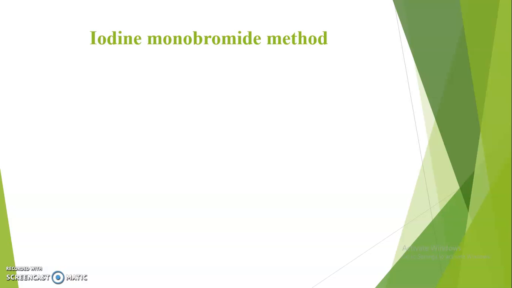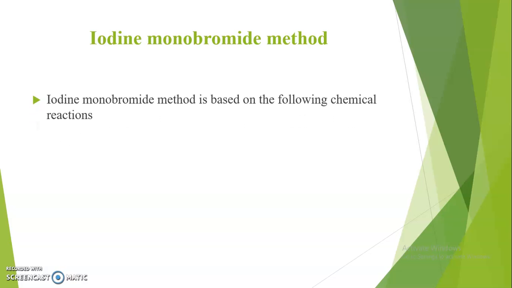Now, as I said, basically this particular method is based upon the following chemical reaction. Here also the reaction involved is the same, which we have already discussed in the iodine monochloride method, where you can see that if our fat or oil sample consists of unsaturated free fatty acids, then they will definitely contain such carbon-carbon unsaturated double bonds.